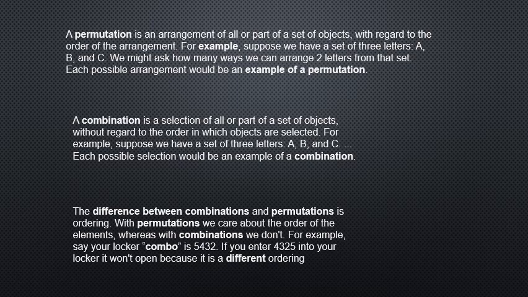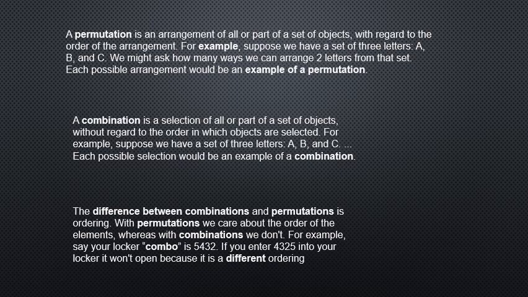Now, the combination. A combination is a selection of all or part of a set of objects without regard to the order in which objects are selected. For example, suppose we have a set of three letters A, B and C. Each possible selection would be an example of a combination.